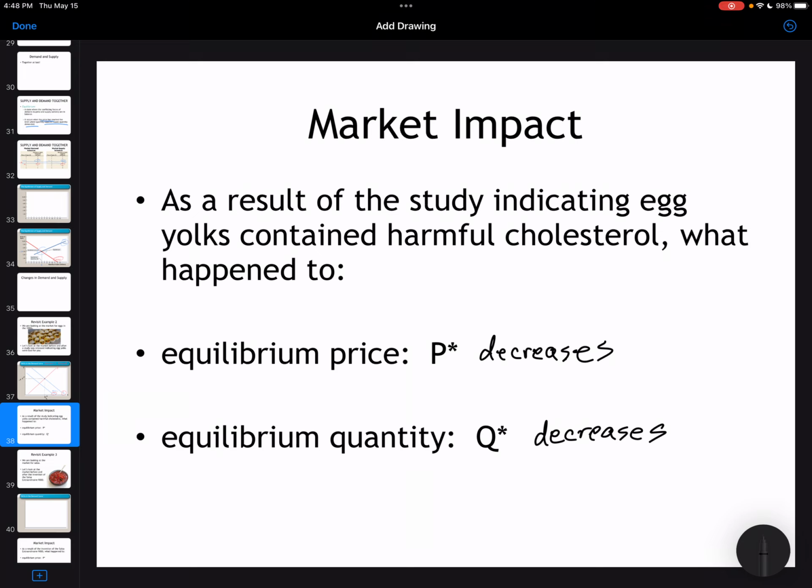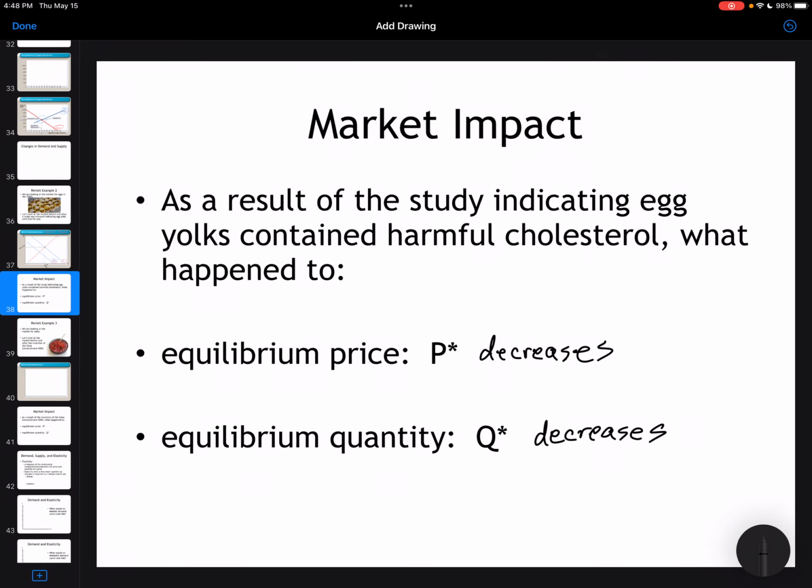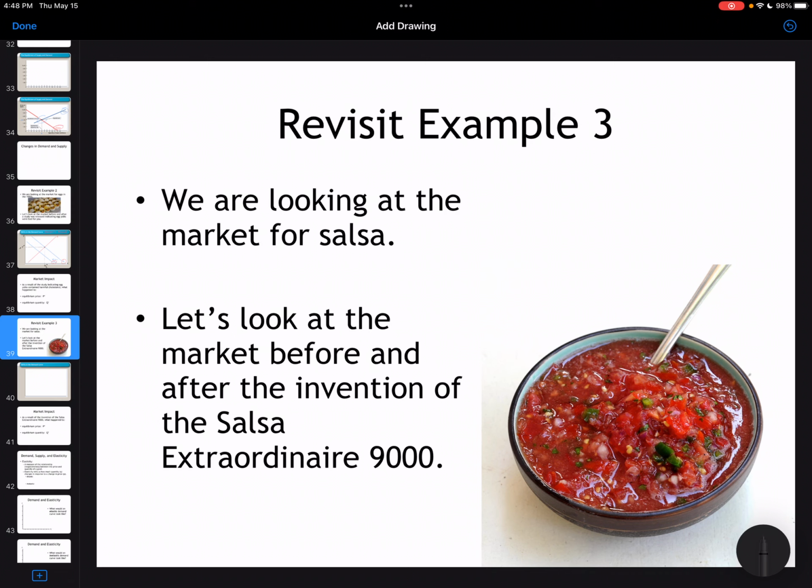So that's the powerful aspect of this simple supply and demand diagram: you can use it to analyze any market, right? Stuff after a hurricane, or stock markets, or NIL stuff, anything. You can use this supply and demand diagram to tell you what's going to happen to price and quantity. So let's go back and revisit the salsa example.